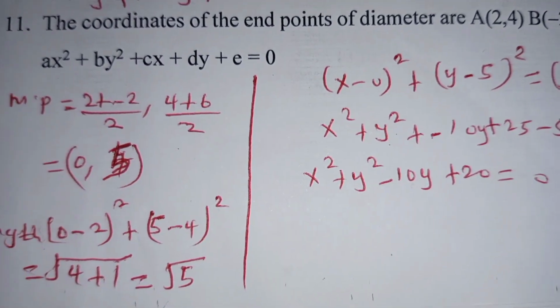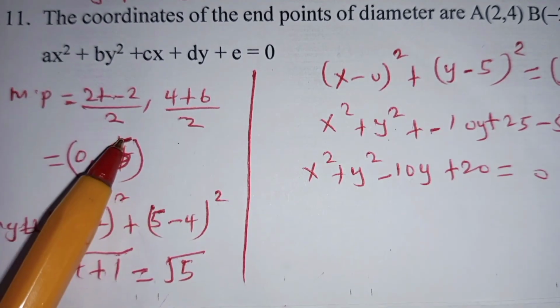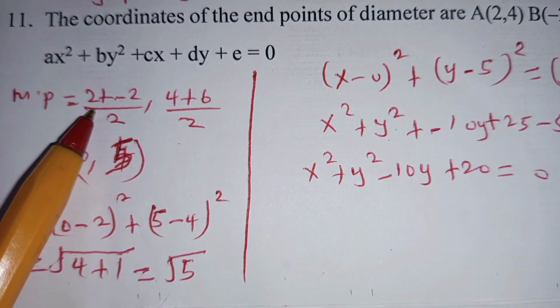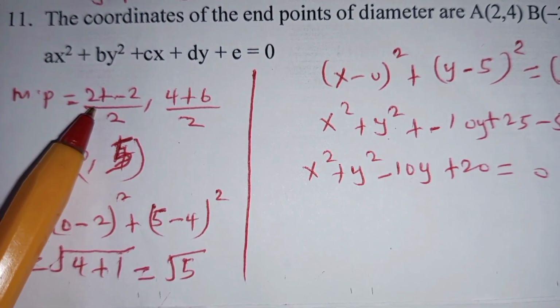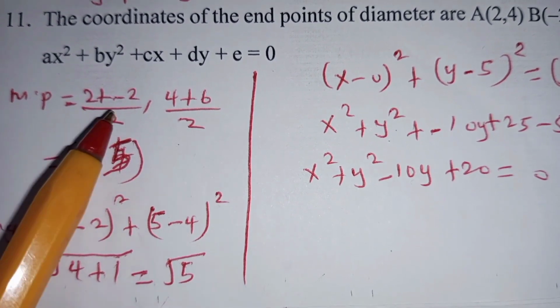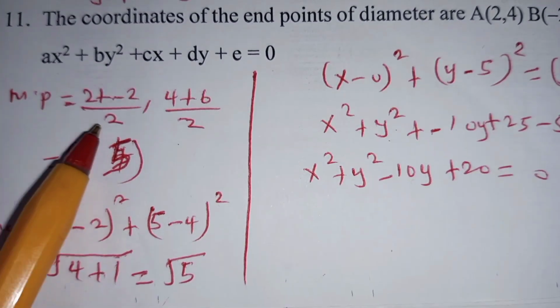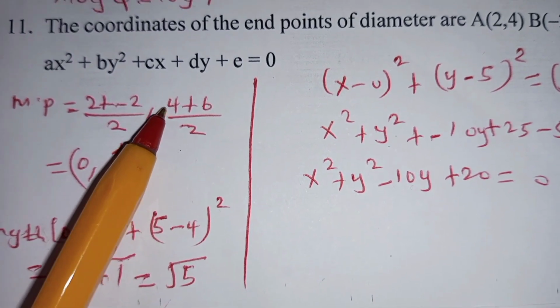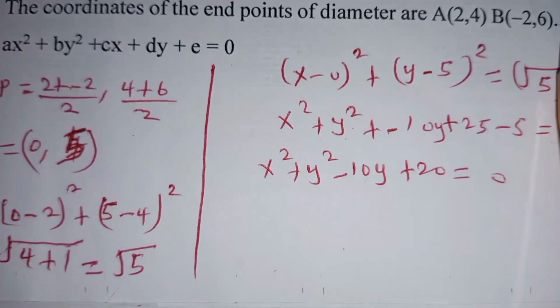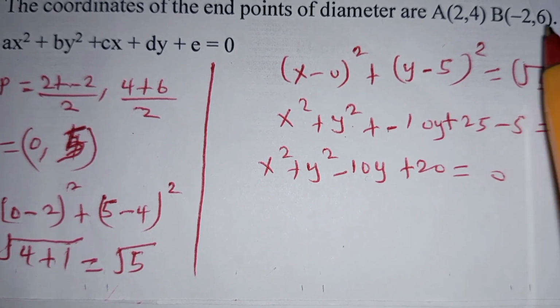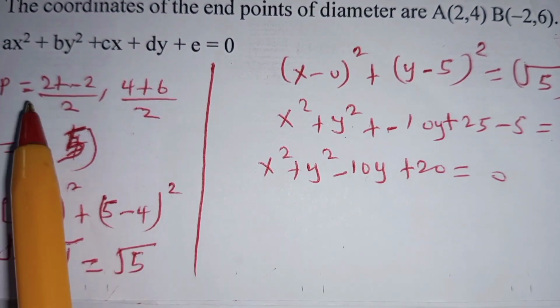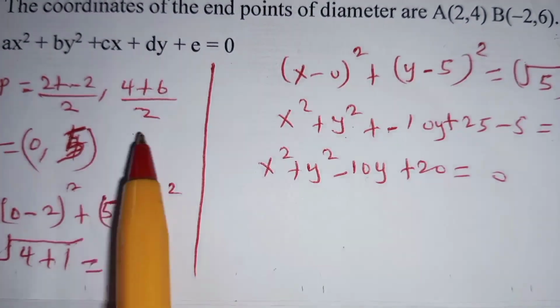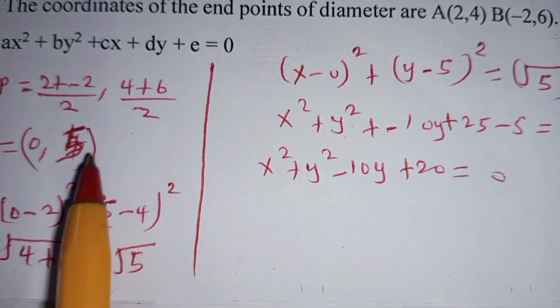So first of all, to do that, we find the midpoint. Midpoint is found by the first coordinate along the x-axis plus the second. In our case, it is 2 plus negative 2, you divide by 2. The other one, it is on the y-axis, it is 4 plus 6, which is 10, divided by 2. So it is 0, since 2 plus negative 2 is 0, and 4 plus 6 is 10, divided by 2 is 5.